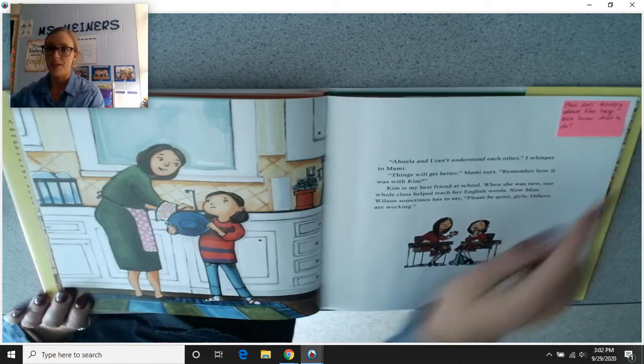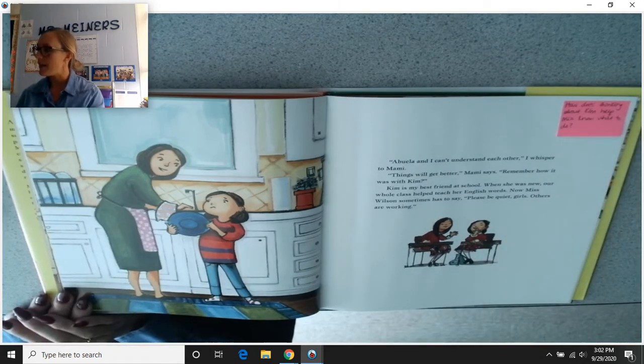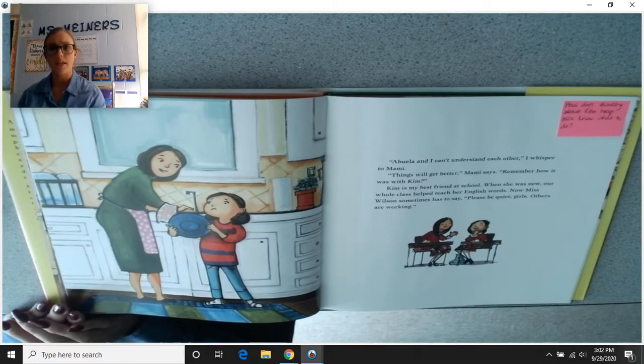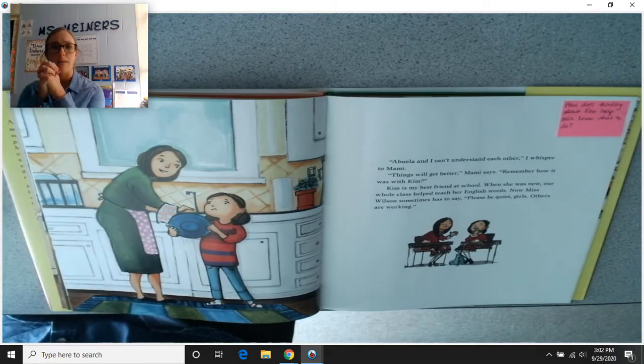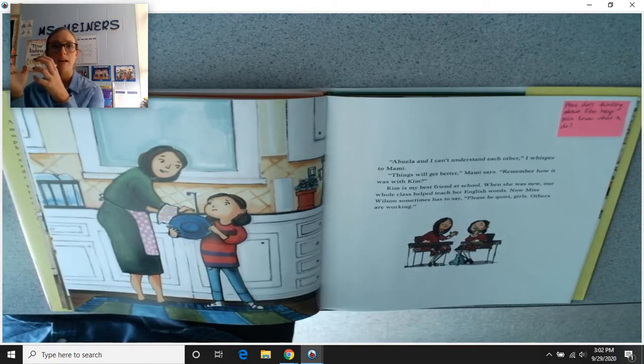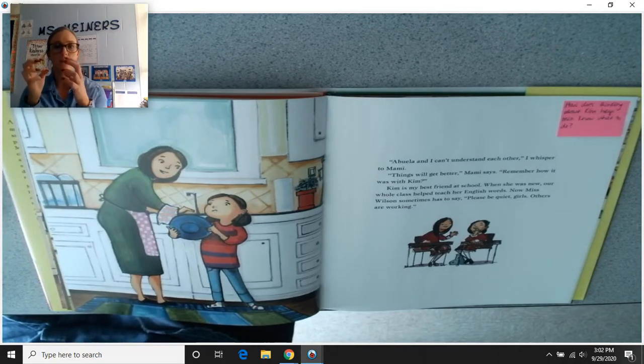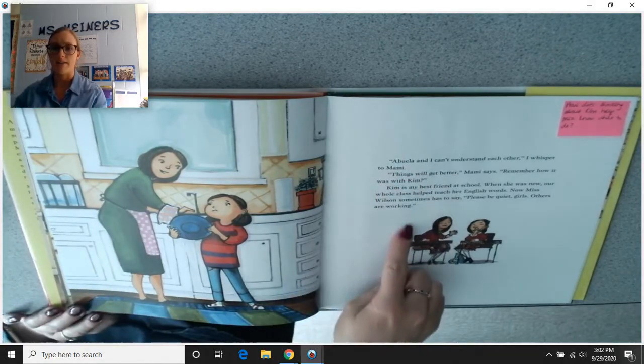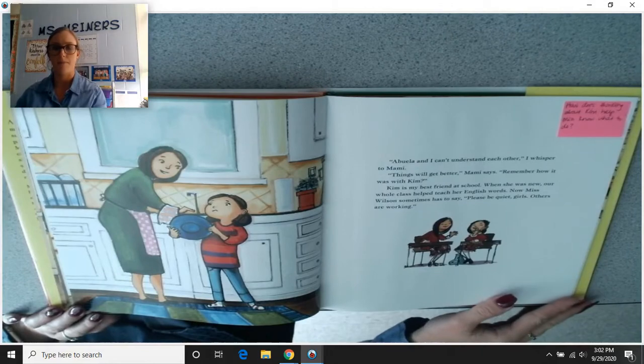All right, our question here. How does thinking about Kim help Mia know what to do with Abuela? So let's think here. How are Kim and Abuela similar, and how are Kim and Abuela different? If you need to go back and listen to that page again, you may.